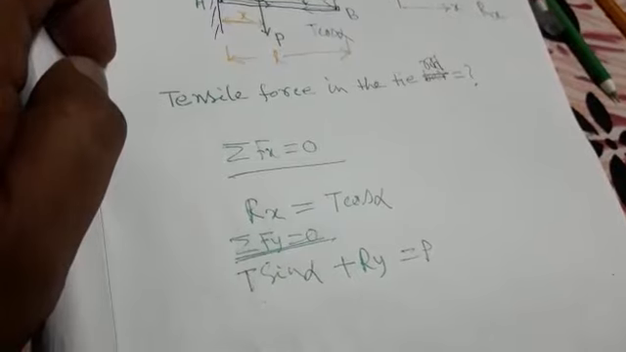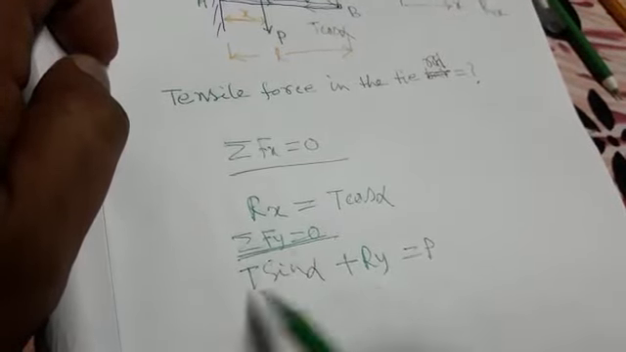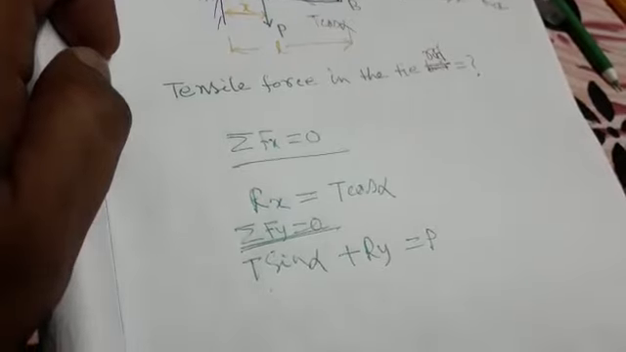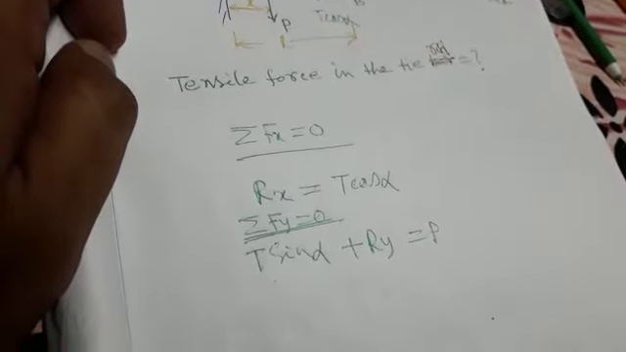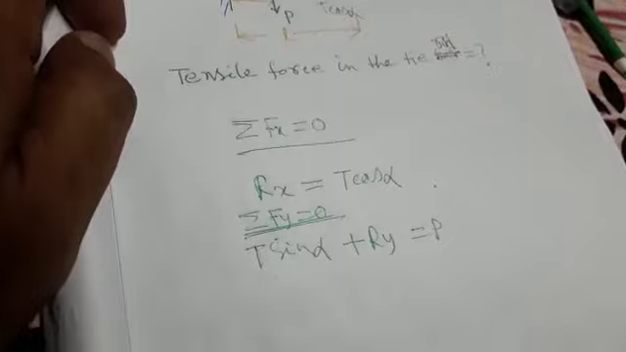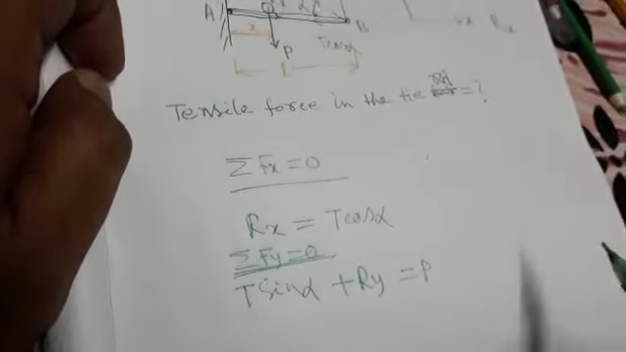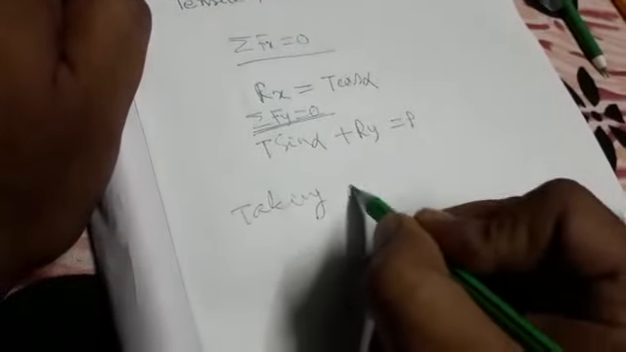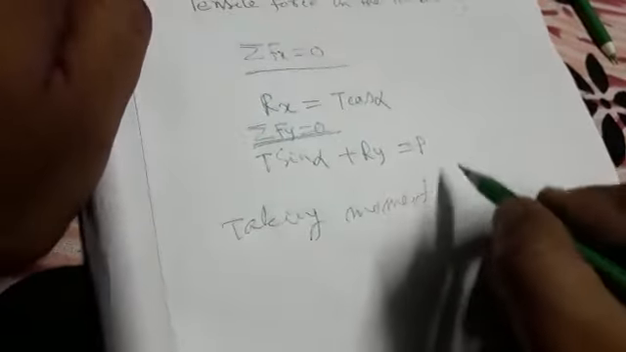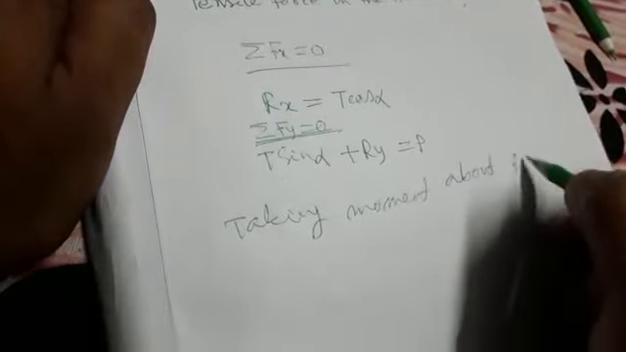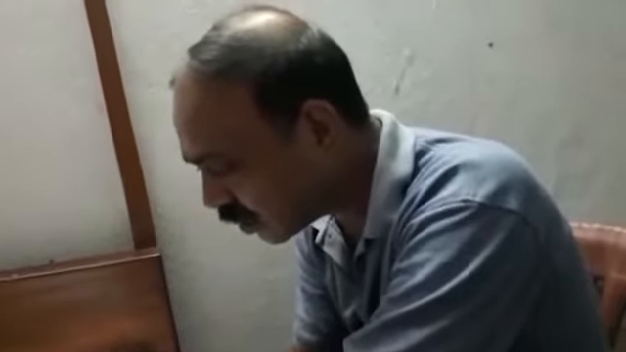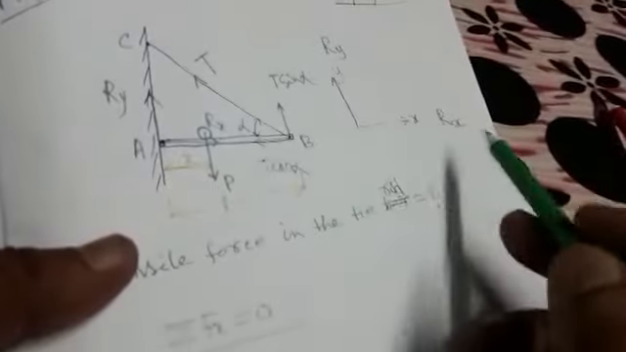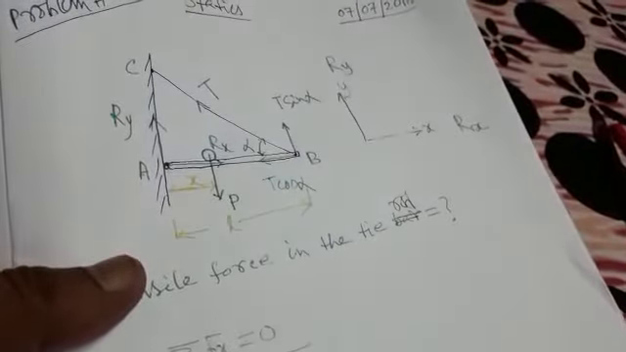So how many unknowns are there? Rx, Ry and T. Three unknowns are there. So one more condition is required. That condition can be obtained by taking moment about any point. So we are taking moment of the forces about the point A. If you take moment about the point A, then you can see that there is no need for Rx and Ry because they are passing through the point A. So moment will be 0.